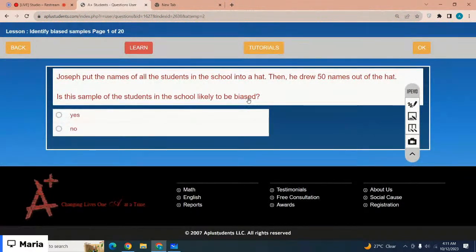Joseph put the names of all the students in the school into a hat. Then he took 50 names out of that hat. Is this sample of students in the school likely to be biased? He just picked 50 names, so every name has an equal chance of being selected.